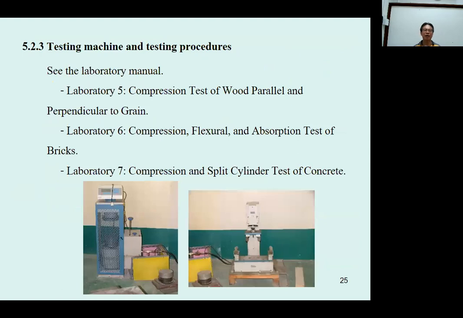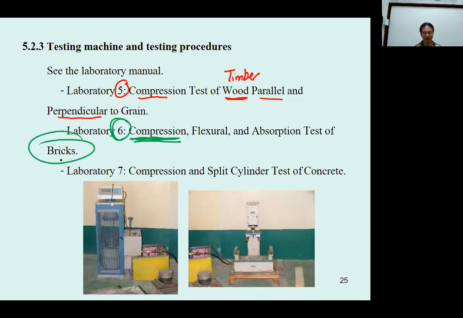The lab we are using for the compression test is going to be lab number 5. In lab number 5, we test wood or timber in compression, parallel and perpendicular to the grain of the wood. And then we also have number 6, which is the compression test of brick.